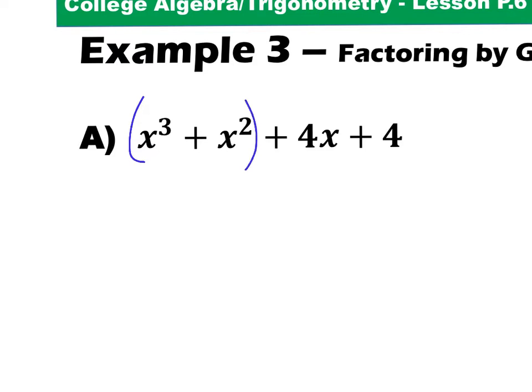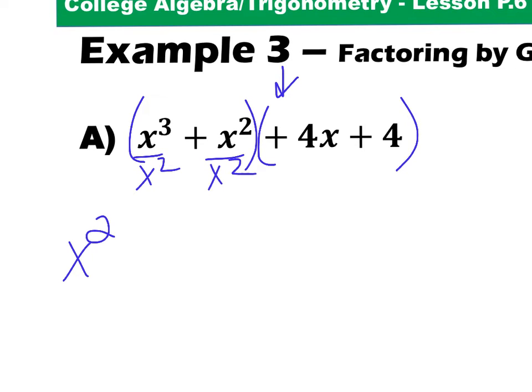You group the first 2 and you group the second 2. Notice that I put the sign that goes with the third term into my grouping. So make sure you do that. Now I look at each parenthesis separately. Which letter or number in the first parenthesis do I have in common? X squared. Good. I can take out x squared from both of those. So take out x squared and x squared. What does that leave me with? X plus 1.